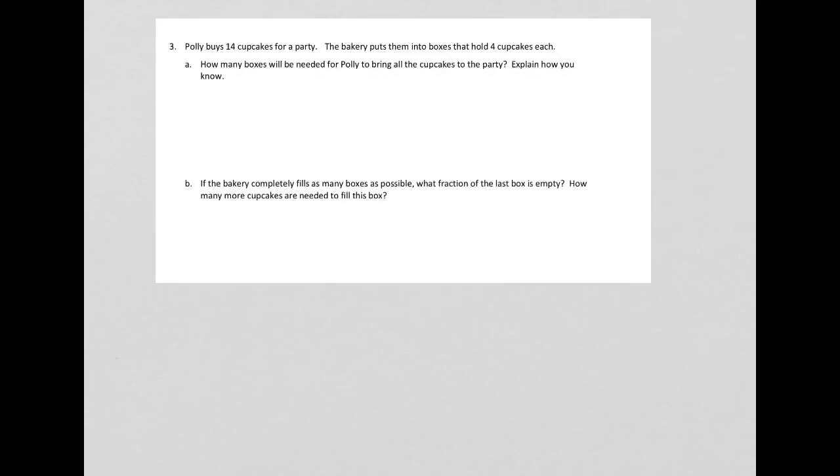Let's practice this with a formal problem here. Polly buys 14 cupcakes for a party. The bakery puts them into boxes that hold 4 cupcakes each. Okay, so she has 14 total cupcakes, and each box holds 4. How many boxes will be needed for Polly to bring all the cupcakes to the party?